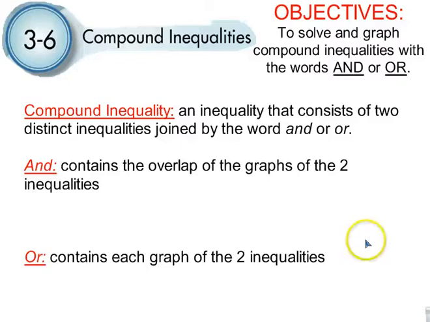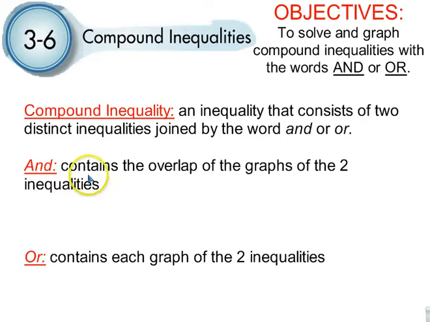All right, section 6, called compound inequalities, and or. Basically, we're going to take the inequalities that we did in sections 1, 2, 3, and 4, and now we're going to put two of them together. It's called a compound inequality: an inequality that consists of two distinct inequalities joined by the word and or.